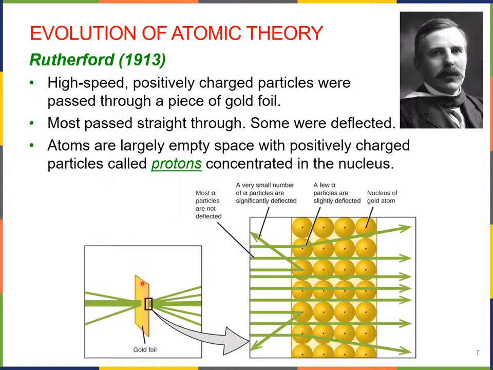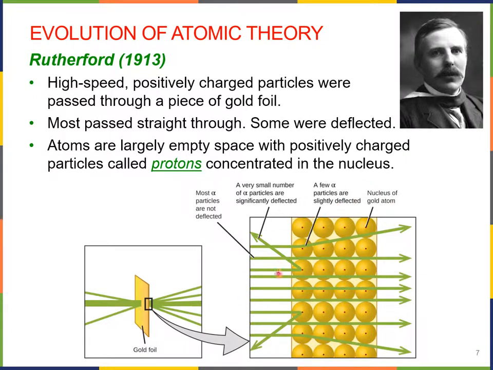What Rutherford did is he had a very fine, very thin piece of gold foil that was only a few atoms thick, and some high-speed positively charged particles were passed through that piece of foil, basically shot toward the foil to see what would happen. These positively charged particles we now know are alpha particles, and they're essentially equivalent to the nuclei of helium, where you have two protons and two neutrons, so therefore positively charged, no electrons. When these alpha particles were shot at the gold foil, most of them passed straight through. A few were deflected.